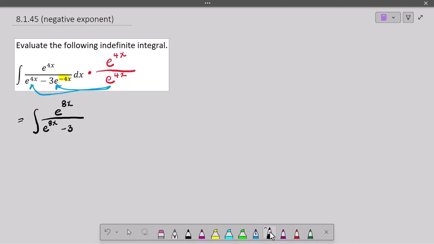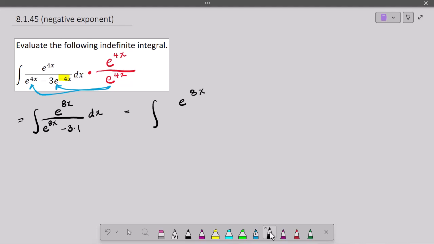E to the negative 4x times e to the 4x is 1. So this is multiplied by 1. And now we have this expression. Let's simplify that, and then we will figure out what our next step will be.